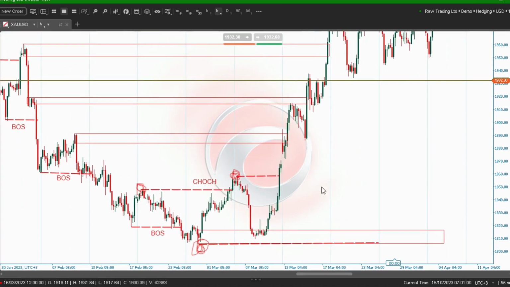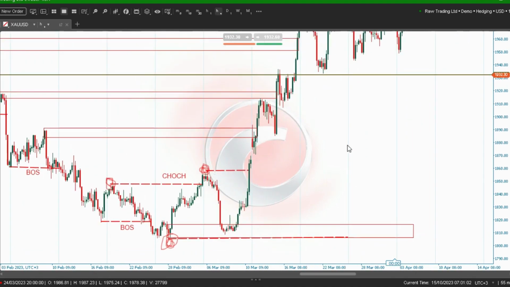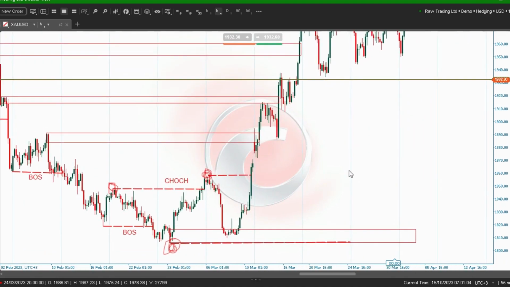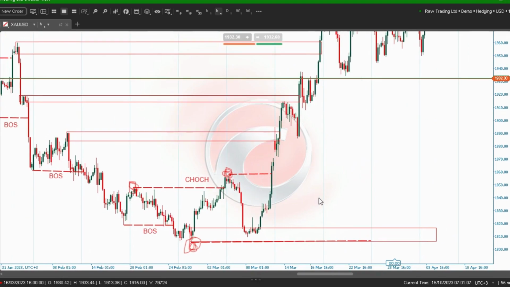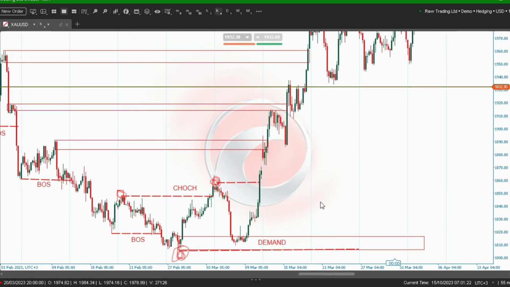This is our swing high. At that point here now, when there is a change of character, most of the time the market retests the order block that led to the change of character. And this is the order block that led to the change of character. And since it was in a downtrend and it has shifted to uptrend, this is a demand zone.